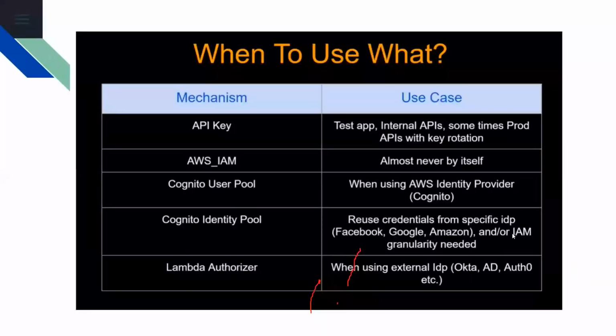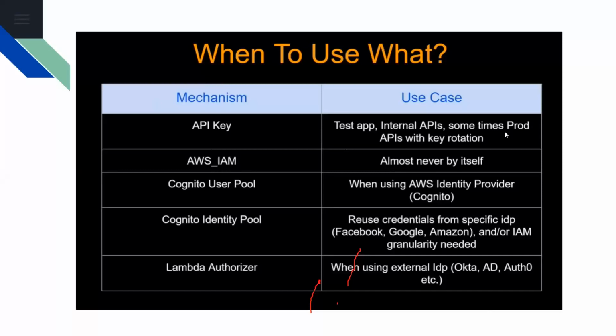So when to use what? We've seen the different security mechanisms. This is just a summary of when we use what mechanism. We use API keys because they're the least secure. We use them when we are running just test apps in-house. We use them for internal APIs.